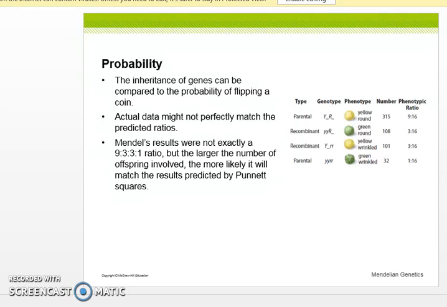So probability. Probability is super important, and this is one of the places that people will often get a hiccup. You can do the Punnett square correctly, you can do all that right, but you can really mess things up a little bit and make it muddy for the probability part. So the inheritance of genes can be compared to the probability of flipping a coin. Actual data might not perfectly match the predicted ratios. Mendel's results were not exactly a 9:3:3:1 ratio, but the larger the number of offspring involved, the more likely it will match the results predicted by Punnett squares.